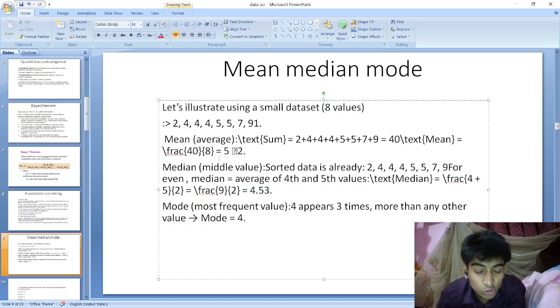Then mode is the most frequent value. As you can see, 4 is appearing 3 times and 5 is appearing 2 times. So the mode will be 4, right?